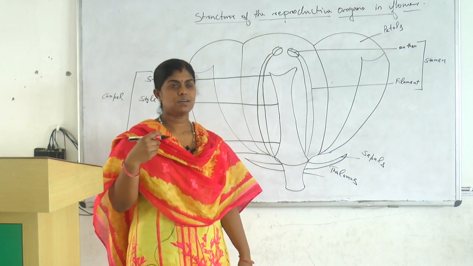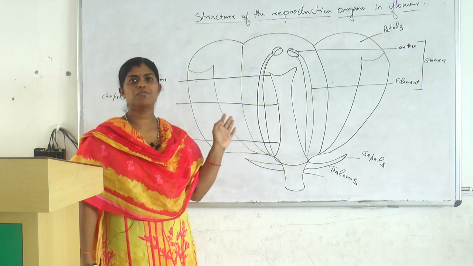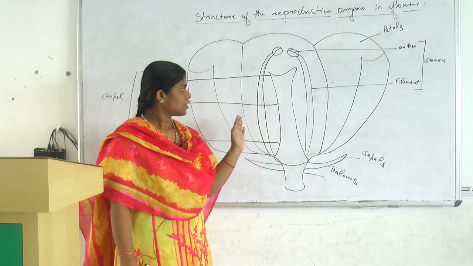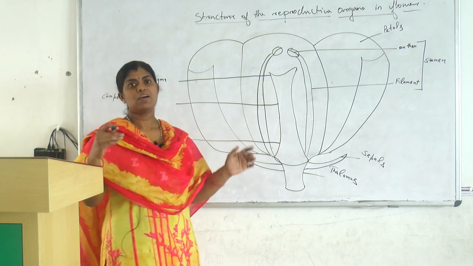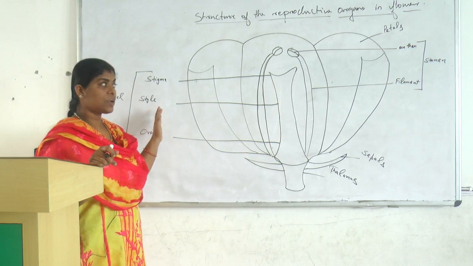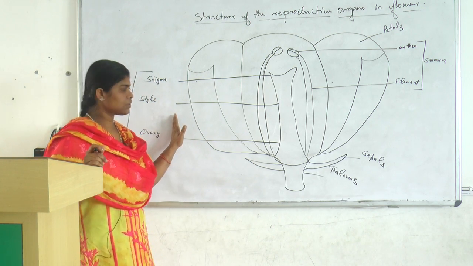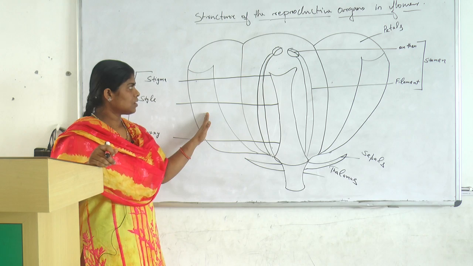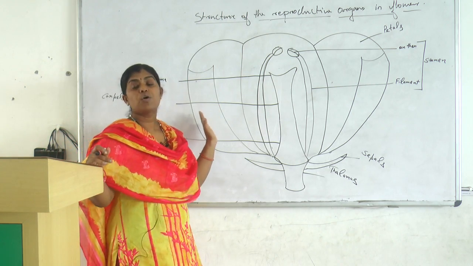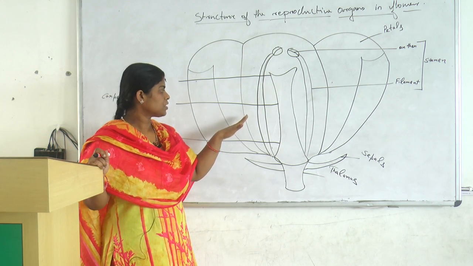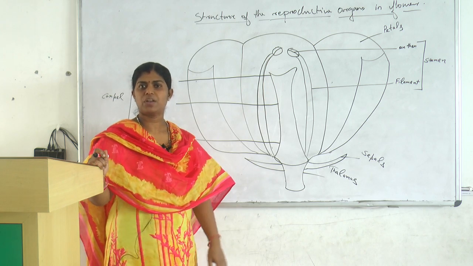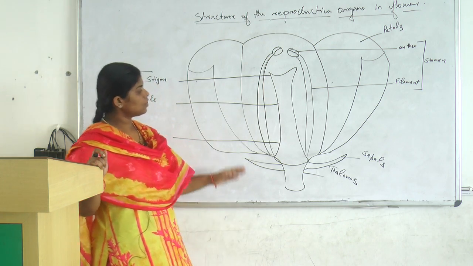We are going to study the structure of a flower. What is the flower really meant for? Actually, this is a reproductive structure of the plant, and it contains different reproductive organs within. Male and female reproductive organs will be there within the flower.